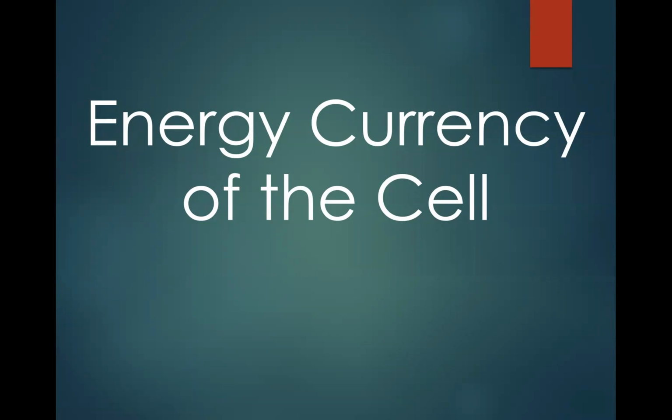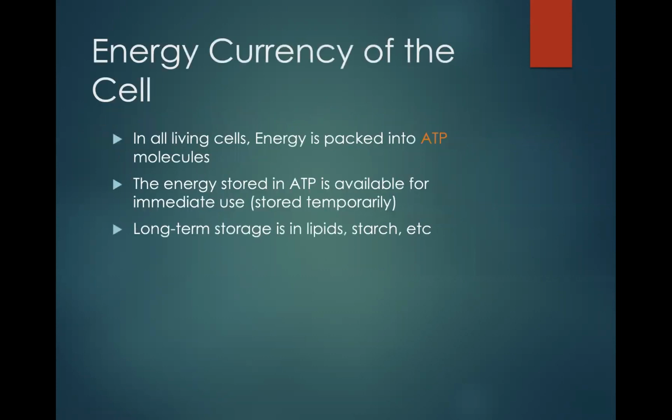On last class, we talked a little bit about energy and what types of energy exist. We established the laws of thermodynamics, and we also identified the units of energy. So what exactly is the energy currency of the cell? Let us move forward. The energy currency of the cell is ATP.